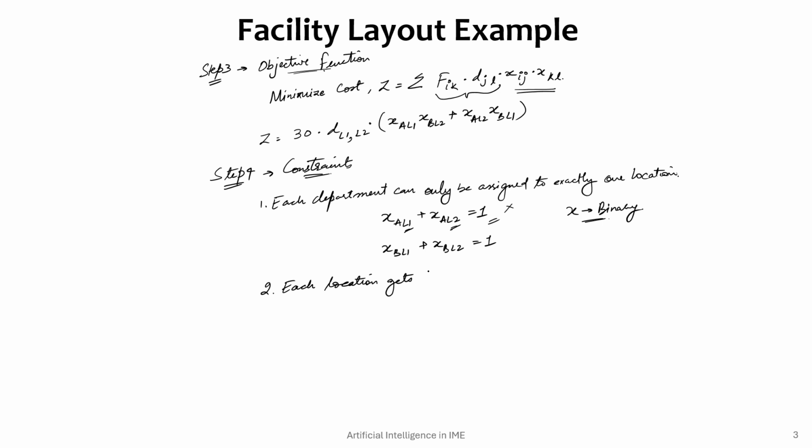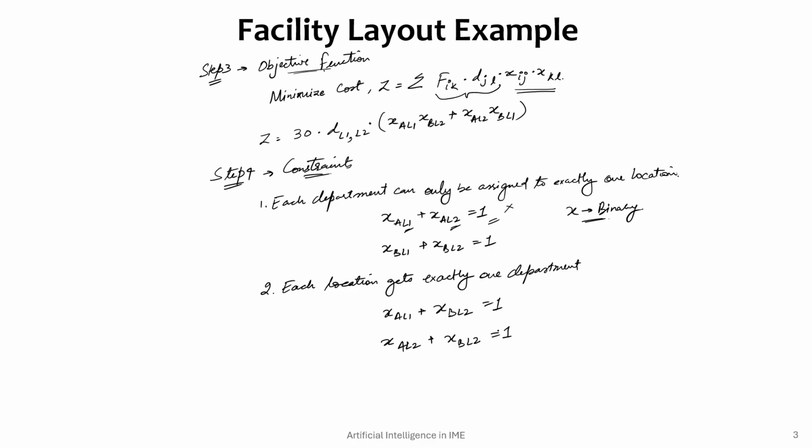Similarly, the second constraint is each location gets exactly one department. So, you have assigned one department to one location. Now, you are doing things the other way. So, this is x_A,L1 plus x_B,L1 equals 1, and the other constraint is x_A,L2 plus x_B,L2 equals 1.